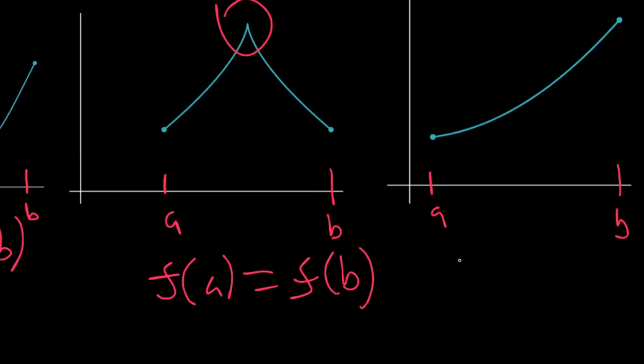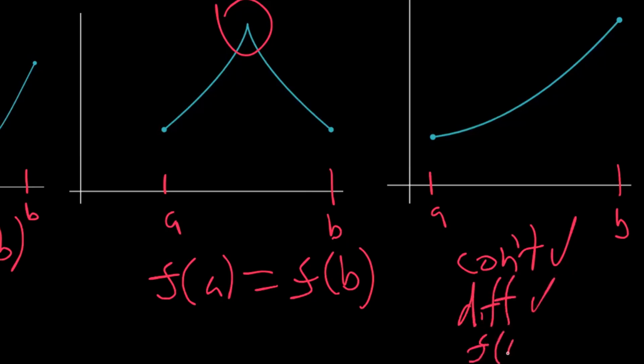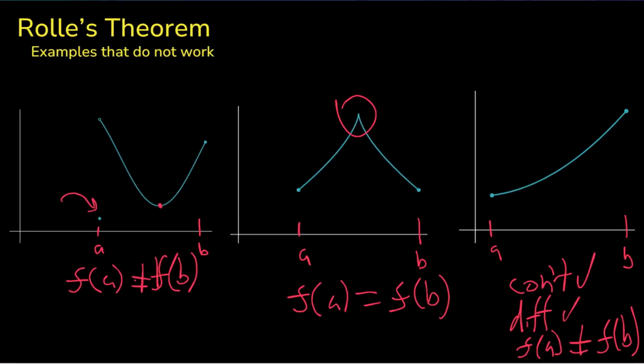The function is continuous on the interval a to b. It's differentiable on the interval a to b, but f of a does not equal f of b, so Rolle's theorem does not apply. So if you're trying to use Rolle's theorem, it is very, very important that you show that the function you're working with satisfies the conditions before you try to talk about the conclusion.